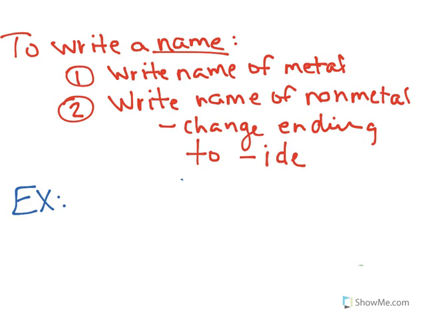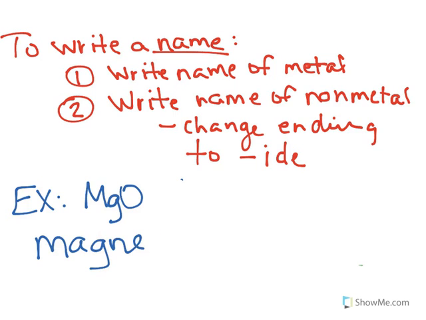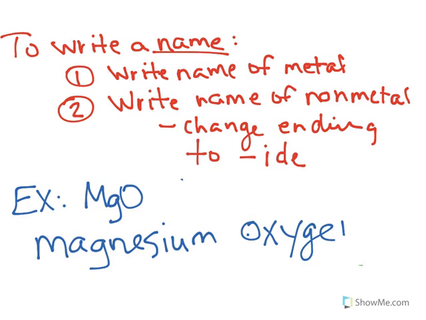Let's say I have magnesium and oxygen, MgO. This would be magnesium, the name of the metal. And then we write the name of the nonmetal, which is oxygen. This one's kind of crazy. We dump a lot of this. We dump the ygen, and we replace it with IDE. So this would be magnesium oxide. Fairly straightforward idea for writing the name.